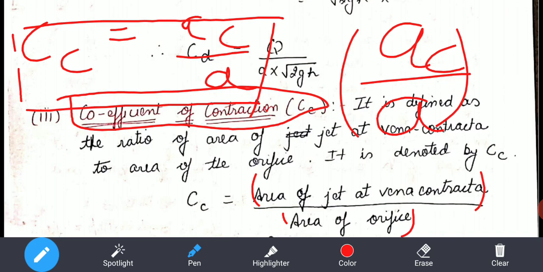These are the three hydraulic coefficients which you have to remember: coefficient of discharge, coefficient of velocity, and coefficient of contraction. Next time we will discuss discharge through a large rectangular orifice and a small rectangular orifice.